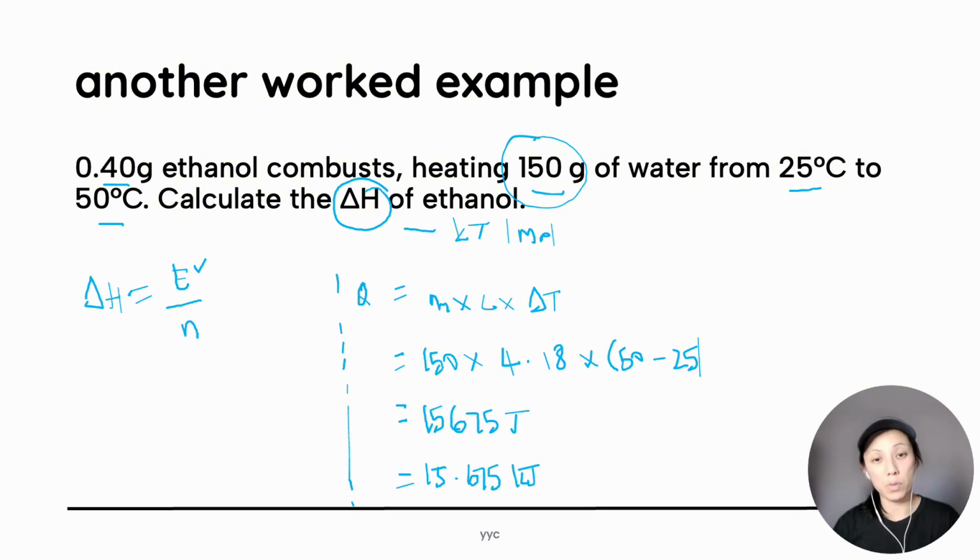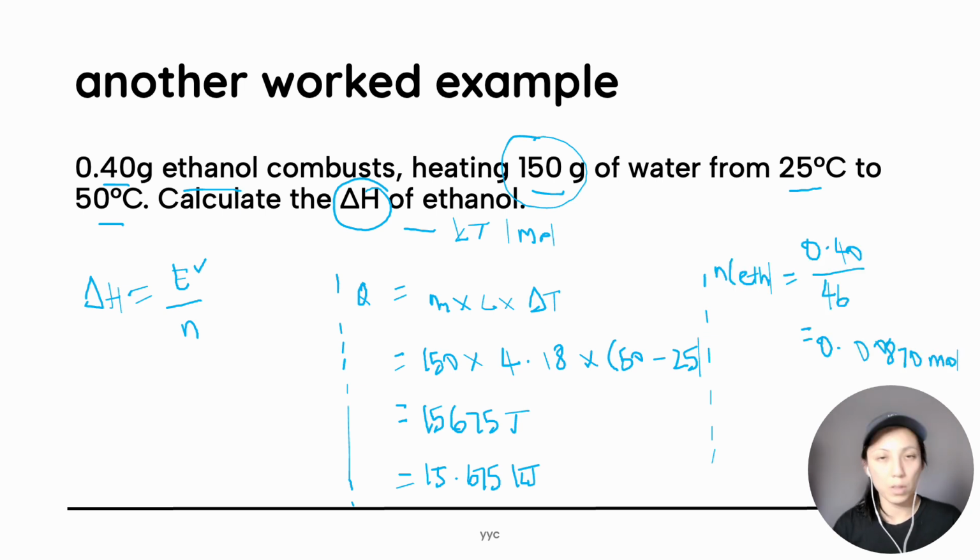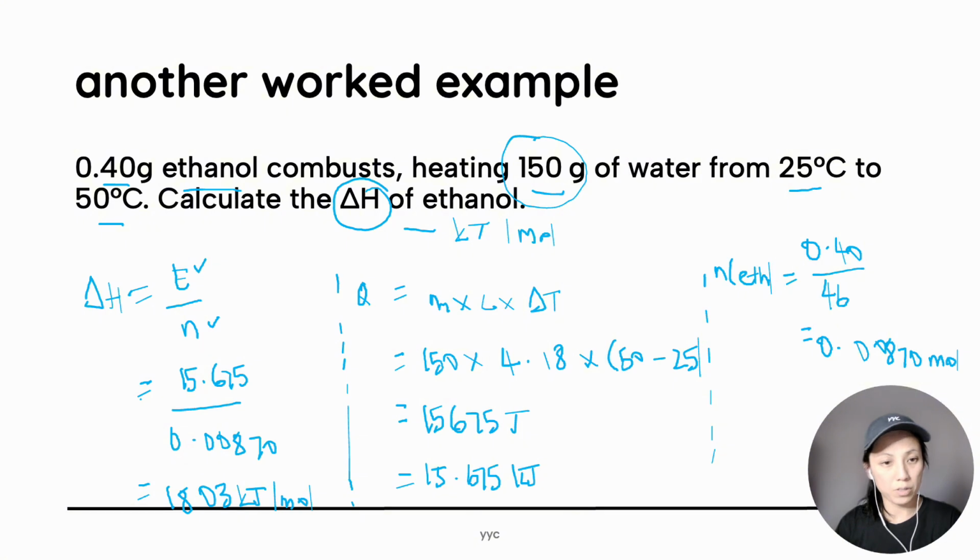The next thing I want to do is find the value of the mole. So the mole of the fuel, which is my ethanol. So 0.4 grams of ethanol, the molar mass of ethanol is 46. Should be just over 0.00870 mole. Cool. Now I've got both of these values. I've got the energy released and I've also got the amount of the fuel used. So now I can actually use this original formula, putting those two values in, you can see the 15 kilojoules on top of the number of mole that's used, which is this value here. So we should get roughly around 1,803 kilojoules per mole as the delta H for ethanol.